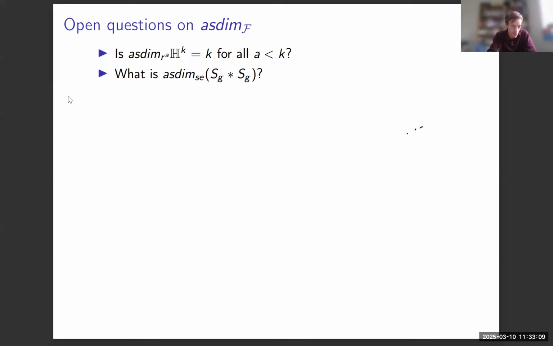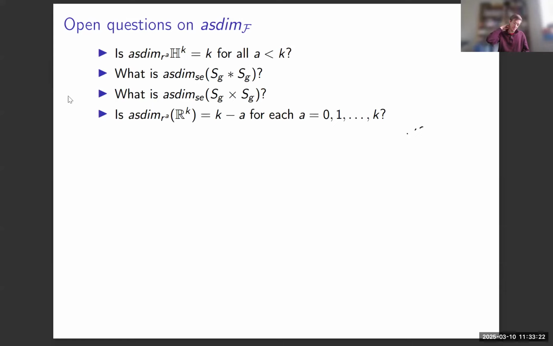What in general do we get for free products? We don't have a good result for free products. Similarly, direct products, you could start with a direct product of 2 surface groups and try and figure out what was going on there. Another thing, possibly even more naively, we might like to know what happens for Euclidean space when we allow the polynomial growth degree of the pieces to get bigger and bigger.